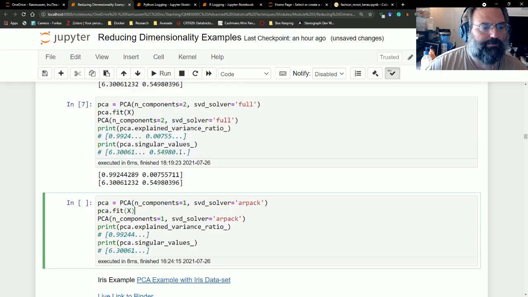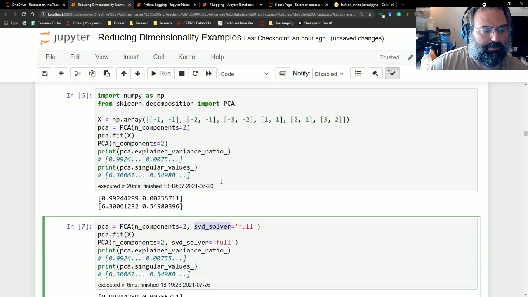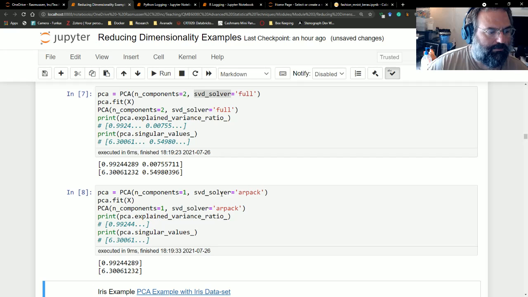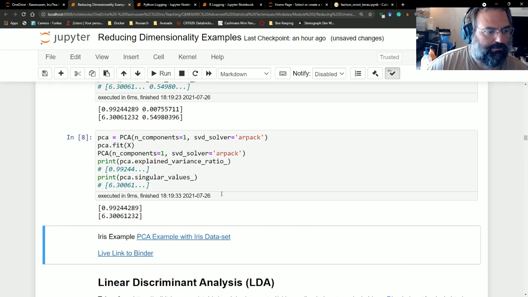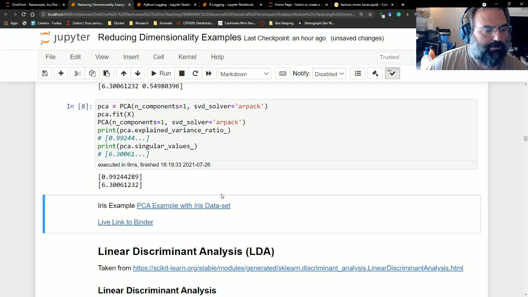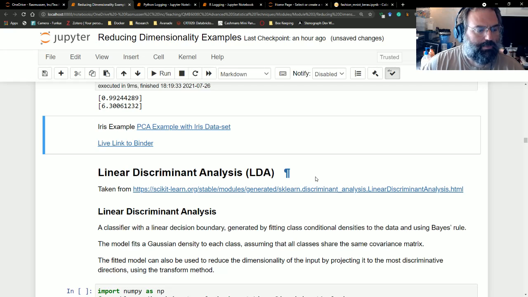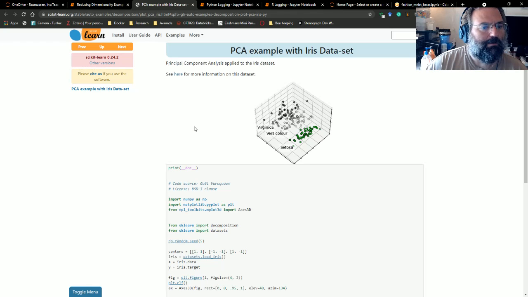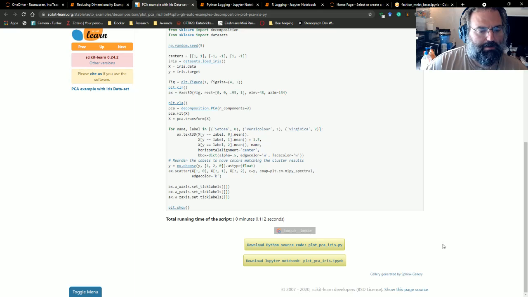And you also have some choices here around the solver, right? Which one of the solvers you're using. And you can see there are subtly different, but not hugely different outcomes. And there are more examples if you're so inclined, like the PCA example with Iris, and this one was kind of cool.